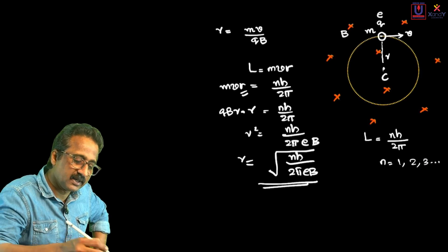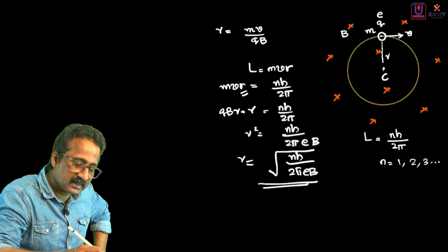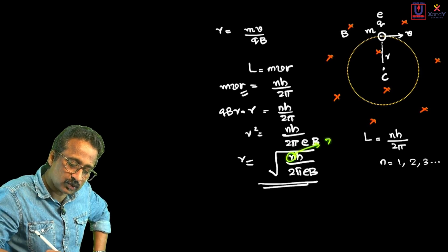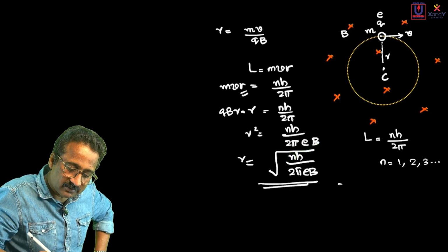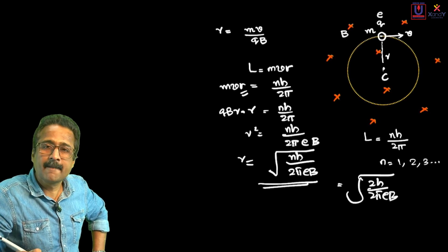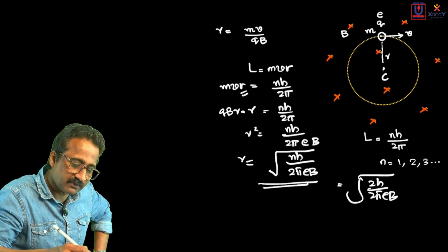So let's put n equal to 2 here, because they ask what is the radius corresponding to the first excited state. So you must consider n as equal to 2. Putting that value, we have root of 2h divided by 2π e B, that is the value for radius. So 2 and 2 cancel here, and here appears the final answer.